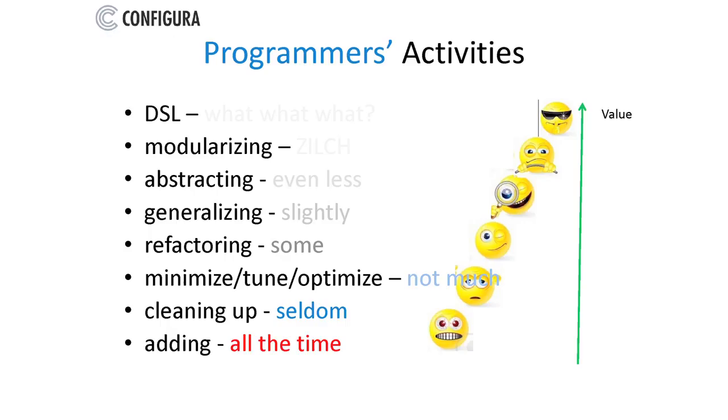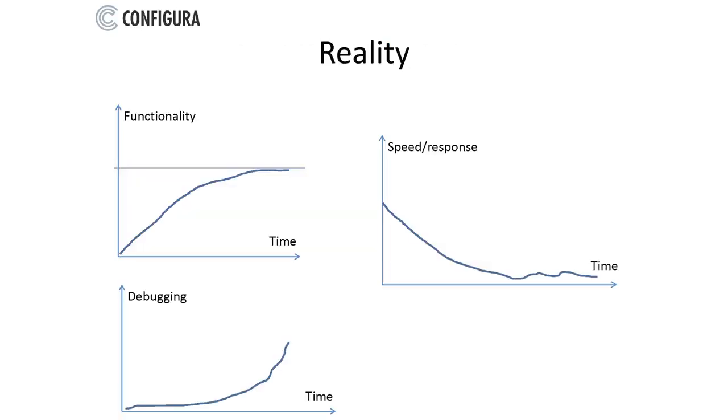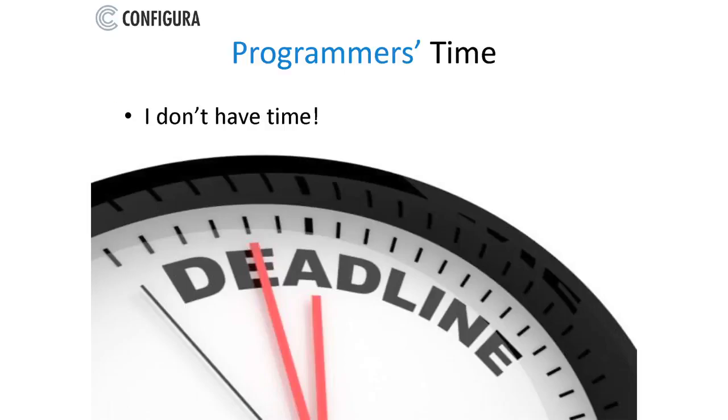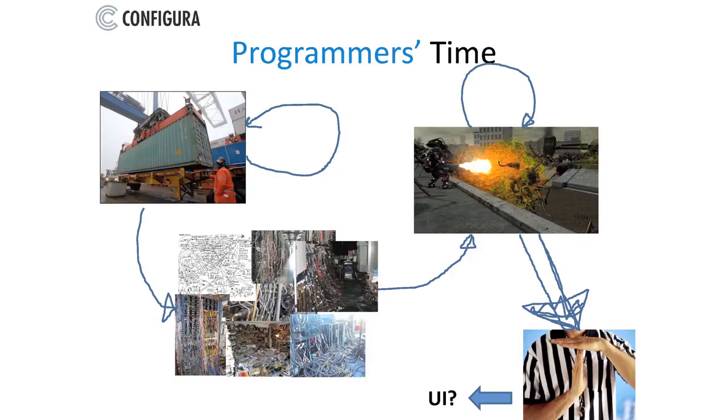So we add. The system initially grows fast, functionality comes up, but then it evens out because we spend more and more time debugging, and speed response just dies out because we're too much focused on adding stuff to the system. And you ask programmers, they say, I don't have time. Of course you don't have time, because we add stuff to create complication and you spend the time debugging, so we can't have time. It's just a mind lock. It's a bad mind lock.